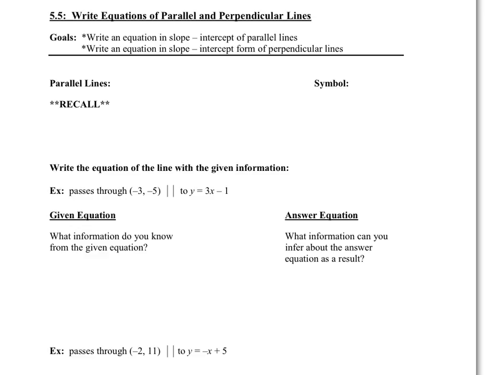The main thing that we really need to remember this year about parallel lines, we already know they are lines that never intersect, but the thing that's really important is that they have the same slope. The symbol for parallel lines looks like absolute value bars.